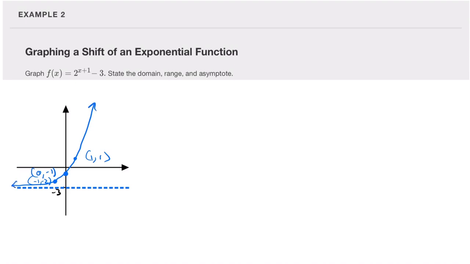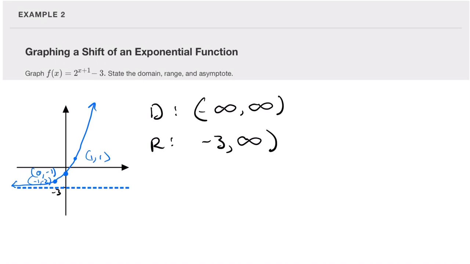Okay. So then our domain ends up being all reals. So domain is the very left to the very right. The range is the very bottom to the very top. The very bottom looks like it's -3, and the very top is positive infinity. And our horizontal asymptote is going to be y equals -3.